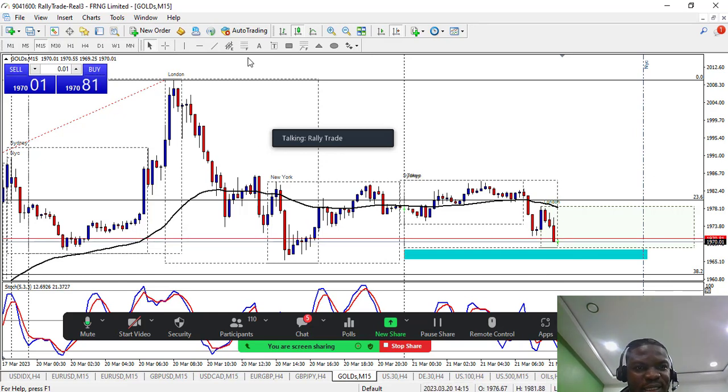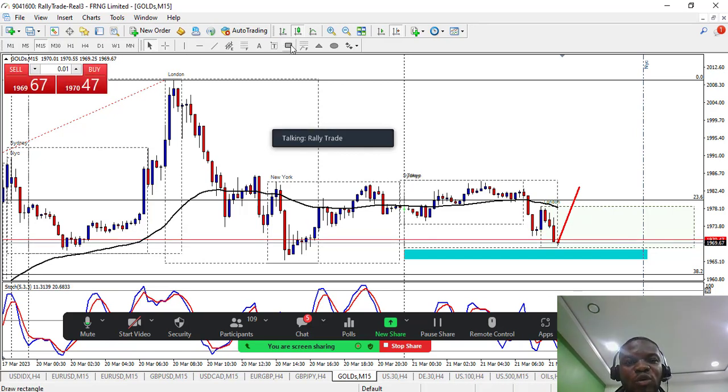So what if gold retraces towards the upside? I will still want to do a sell. Take note. Because as you can see, we are having some equal highs here, starting from yesterday. So if gold retraces towards the upside around this level, I would still like to sell.